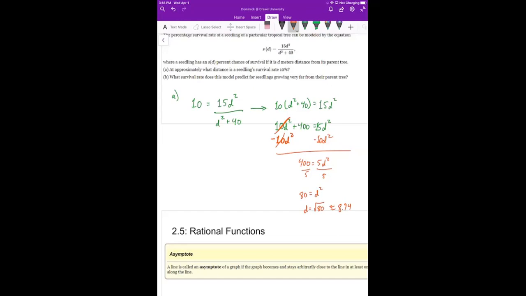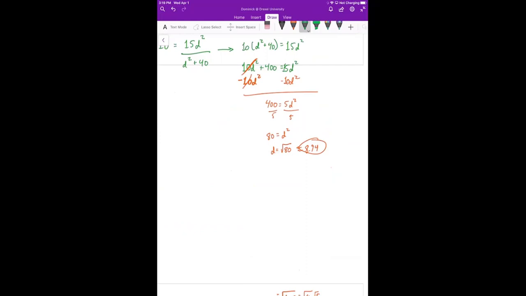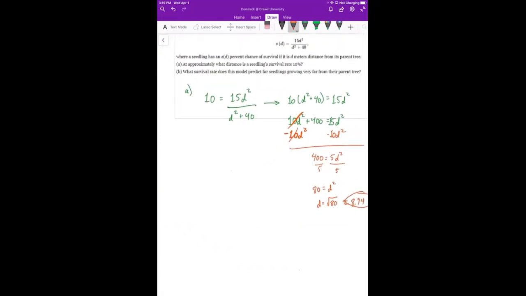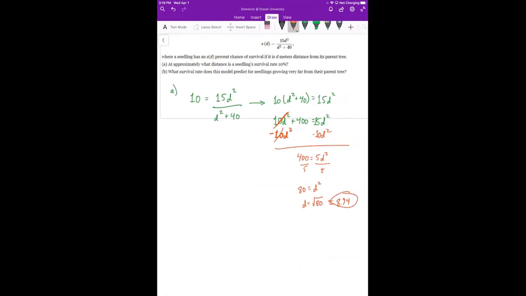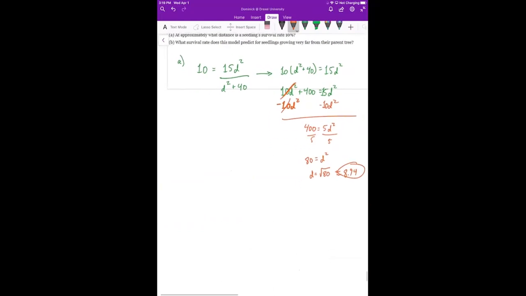Right, so that's the idea. You could also say that this is square root of 16 times 5, which is square root of 16 times square root of 5, which is 4 square root of 5. All right, so depending on the format of the answer that you want, either one of those would work. Okay, now in part B, we want to know what survival rate this model predicts for seedlings that grow very far from the parent tree. So this is equivalent to saying if the distance is going towards infinity, what happens to S?